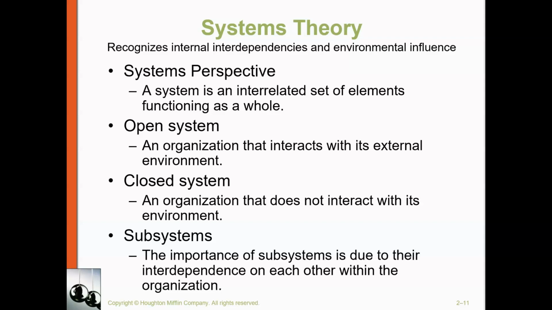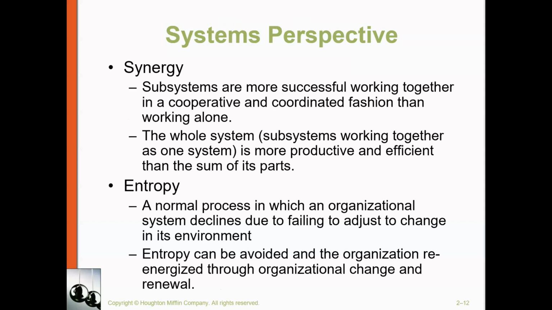So, for instance, if one academic department were to change the requirements for taking a certain course, it could have a negative impact on students taking courses in another academic department. So it's important that communication between these subsystems is adequate. So let's look at a couple more terms related to systems perspective.